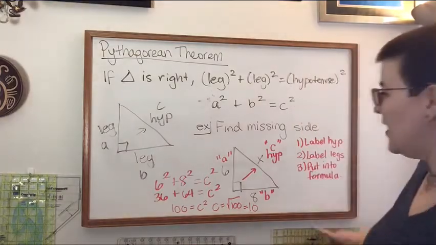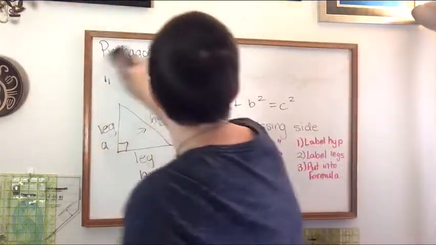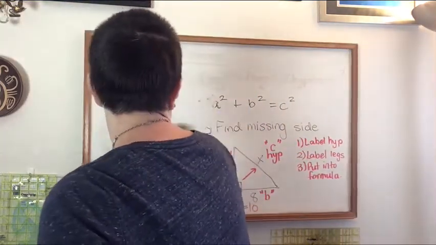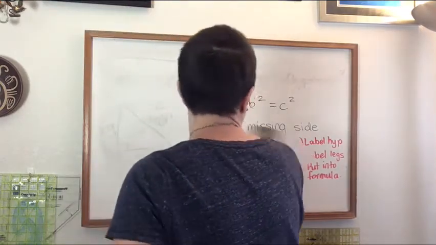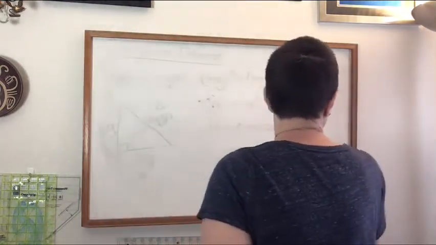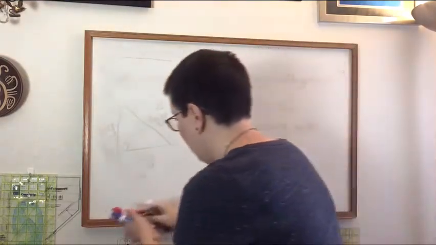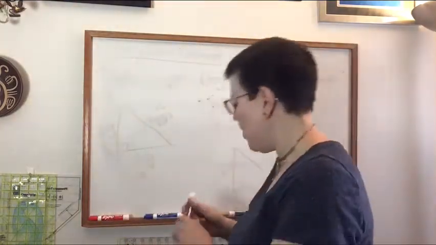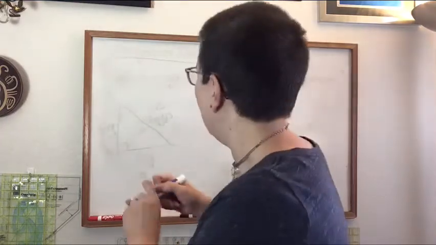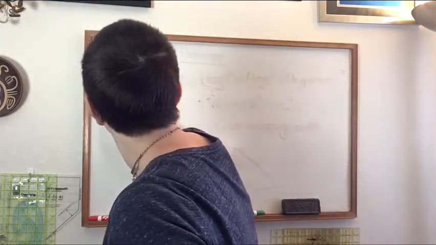All right, so I'm going to go ahead and erase this board. And I'm going to do a couple more Pythagorean problems. And sorry, my board doesn't erase great. It's very old. Happens to the best of us. All right, so my black marker's also not working as well as I like it to.